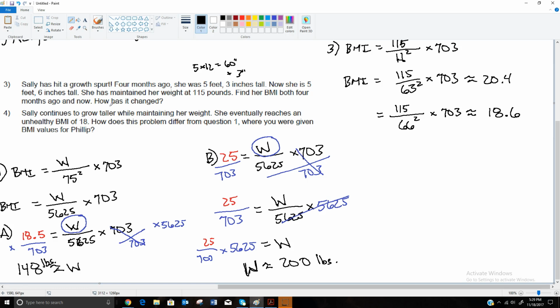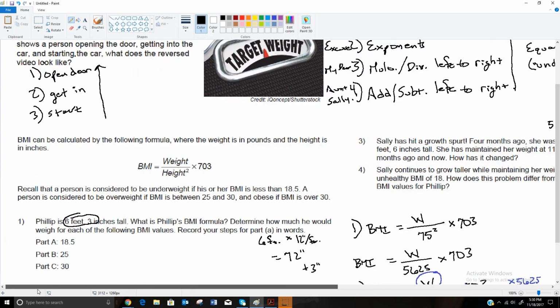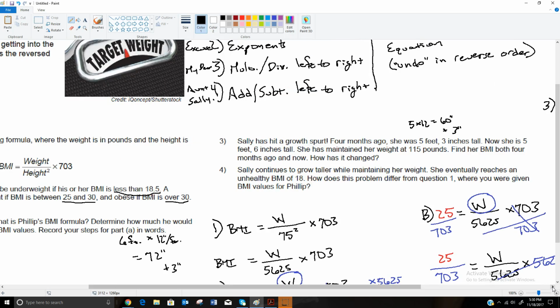So now it says Sally continues to grow taller while maintaining her weight and eventually reaches an unhealthy BMI of 18. How does this problem differ from question 1 where you're given BMI values for Philip? And I wanted to mention too, I forgot to mention this earlier, so I want to go back and look at this. Over here it gave us healthy and unhealthy BMIs. It said if you were less than 18.5, you were underweight. Healthy is between 25 and 30, and then obese is over 30. So that's where they got these numbers when we were talking about Philip, and sorry I forgot to mention that.